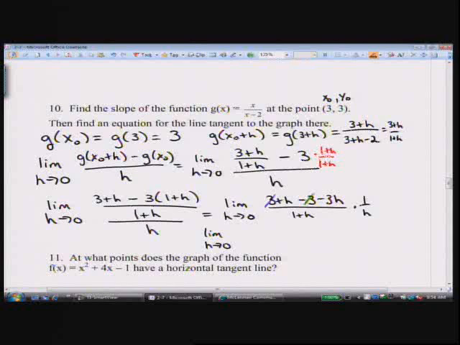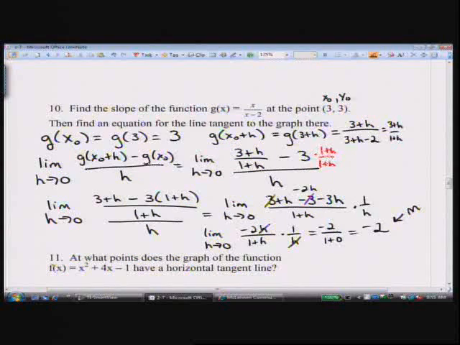The 3's cancel. We have an h take away 3h, so that's minus 2h. So this is minus 2h over 1 plus h times 1 over h. Now remember, the whole idea of a limit is to eventually, hopefully, plug it in, right? And we can plug it in and not get 0 over 0 now that we cancel these h's. The limit as h goes to 0 is going to be negative 2 over 1 plus 0, which is negative 2. And that is the slope. That's the first part of the question.